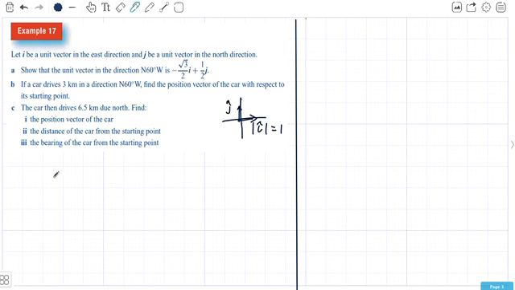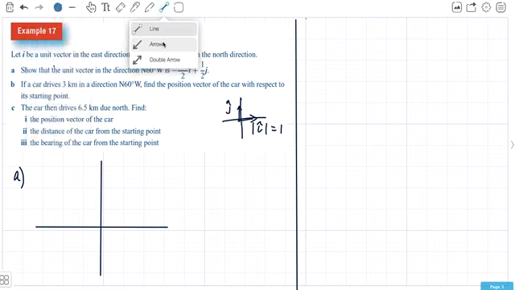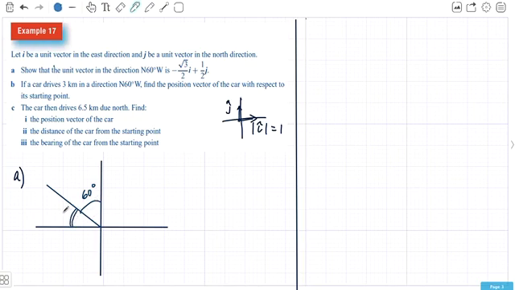The first question says, show that the unit vector in the direction 60 degrees west is given as follows. So if we think about just drawing a set of axes here, and we'll mark in a different colour, we'll do 60 degrees west. Now west would be coming off of north here, so it would be that much there, maybe a bit more, somewhere like that. So we've got 60 degrees here, and we've also got 30 degrees here on that second angle.